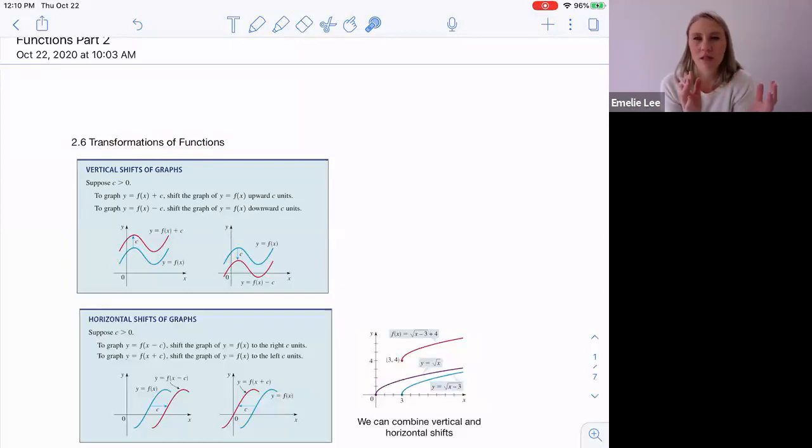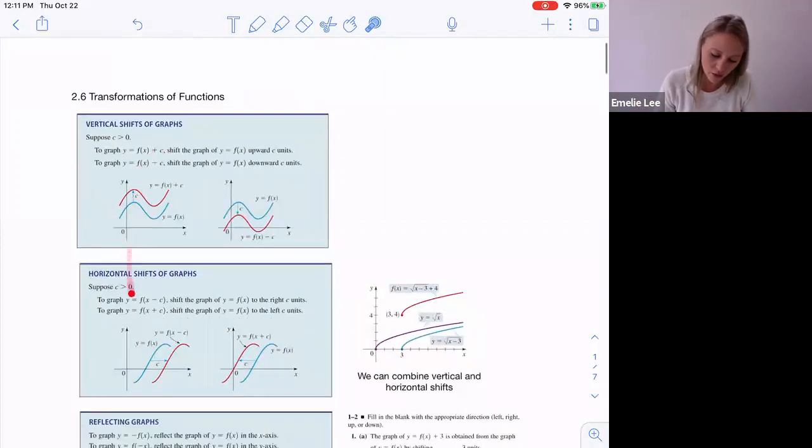We can stretch it. We can shrink it. We can amplify it. We can do the opposite of amplify it. So we can do all these things with this graph, and we can do a combination of things. But in order to do that, we need to know all these rules.